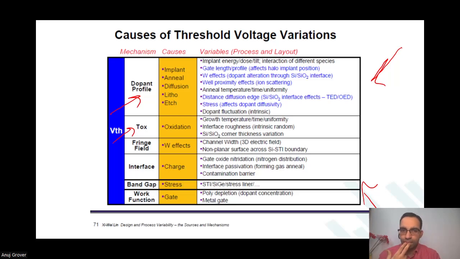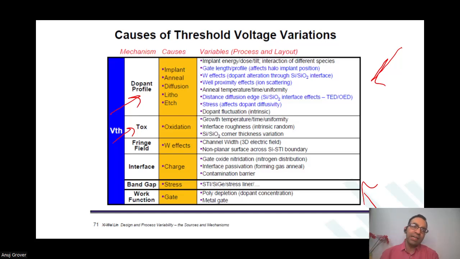But on the variable side, you have included the well proximity effect. That is a structural thing. And the dopant fluctuation, that is the interesting thing. No, not the same VT. What we are saying is that when we decide the VT, some variable of well proximity effect is also coming in, some variable of random dopant fluctuations is also coming in, and so on.